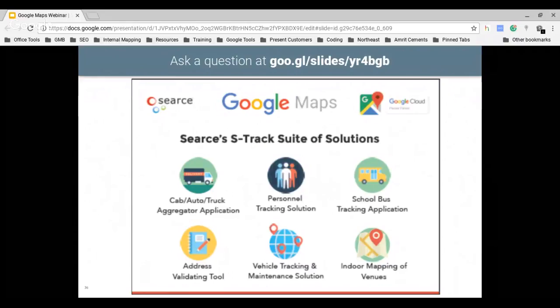And finally, indoor mapping of venues. So if there are things like airports and malls, we actually do the indoor mapping for these guys. We install beacons wherever required. We also provide GPS services as far as hardware is concerned.